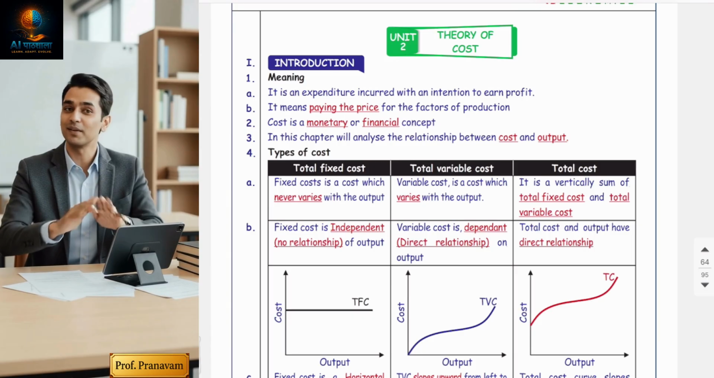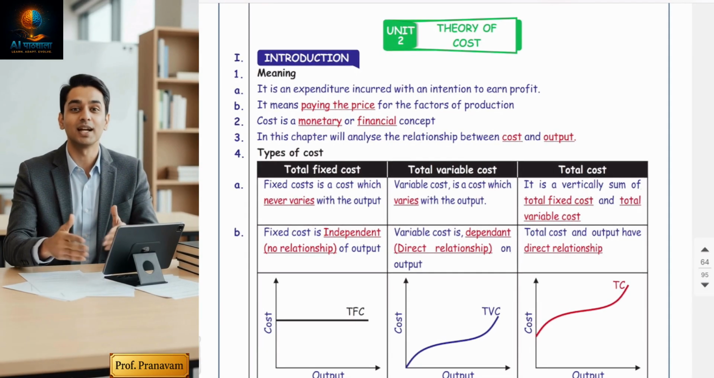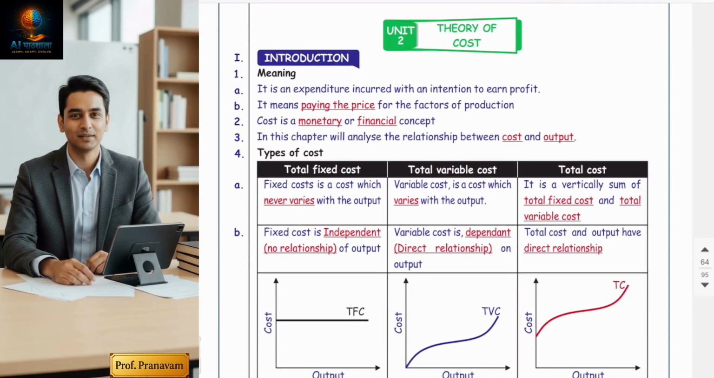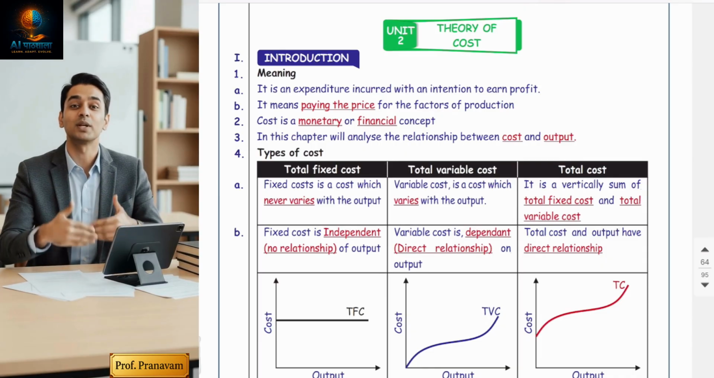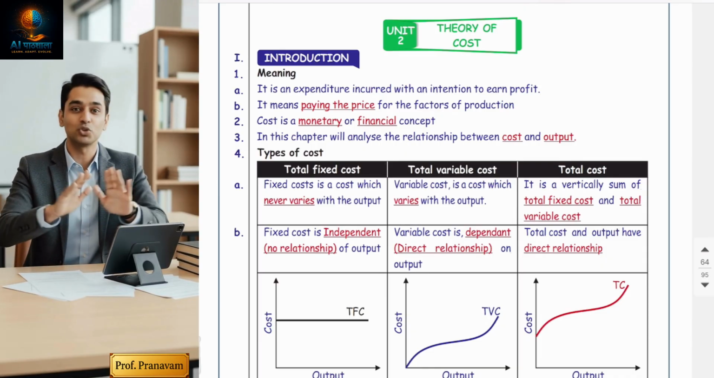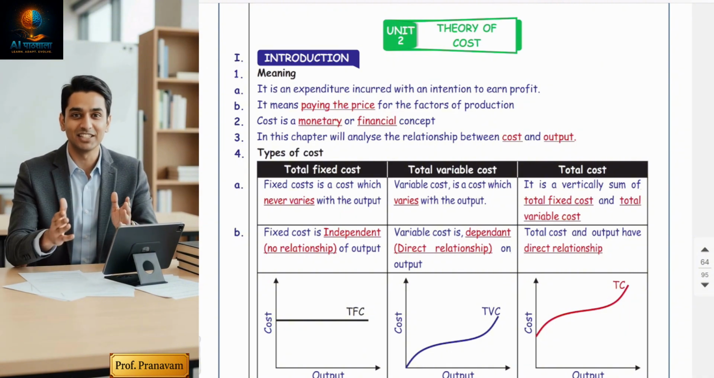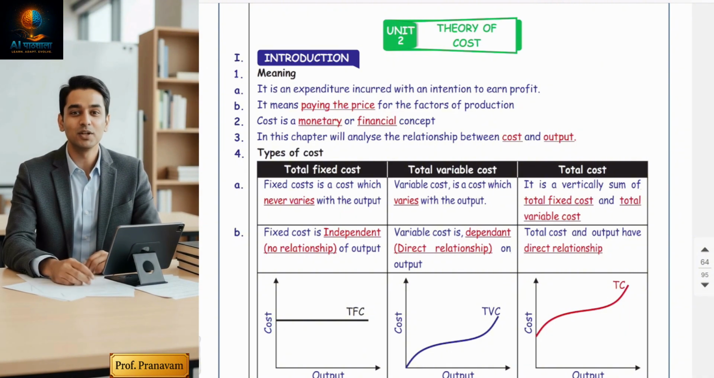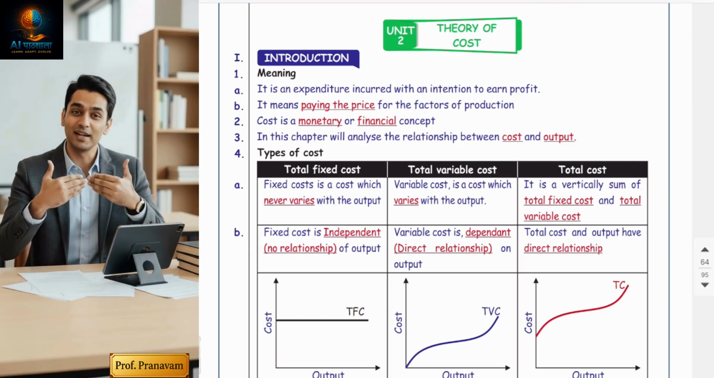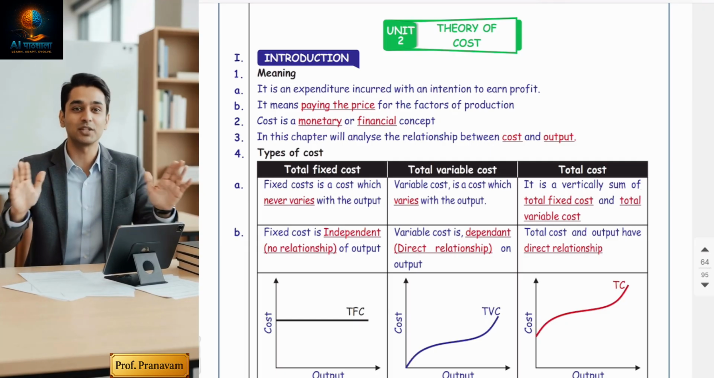Now, we are starting with a topic called cost. What do you mean by cost? Cost is an expenditure incurred by a businessman to conduct some production. Why are they conducting production? To earn maximum profits. So initially the businessman incurs some expenditures, and that is called cost.